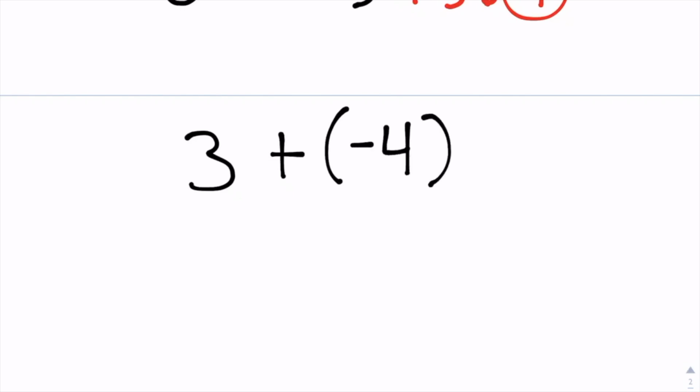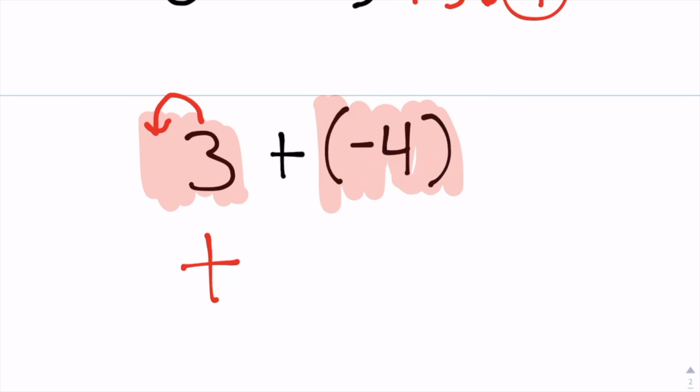Let's take a look at 3 plus, and I'm going to put parentheses, negative 4. It's usually how you'll see a plus and a minus next to each other. So let's look at the signs of the 3. Again, I'm going to look to the future to decide what the sign is on my 3. It is a positive. Okay, I'm going to do the same thing with my 4. Yes, there are 2 signs in front of my 4, but I am just concerned about this one right here at this point in time. So I have a negative.